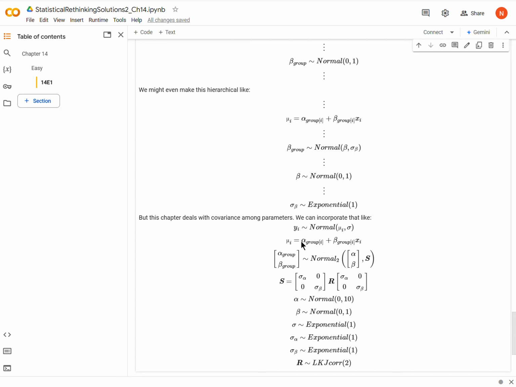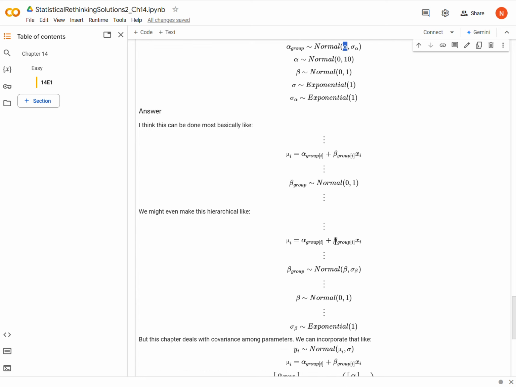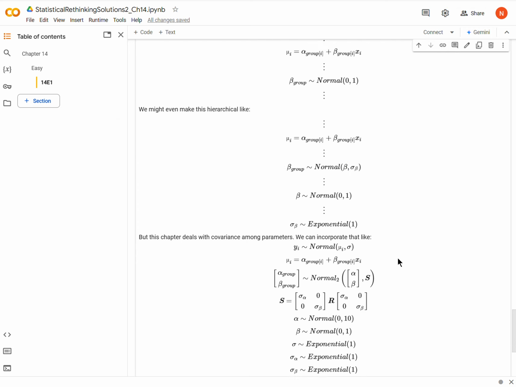And so now my varying intercept and varying slope get packaged as this vector right here, and we're saying that together they form a multivariate normal distribution with a mean vector of alpha, beta. So where does that alpha, beta come from? Well, we already had the prior for alpha group, which was alpha, and then we built the prior for the beta group, beta.